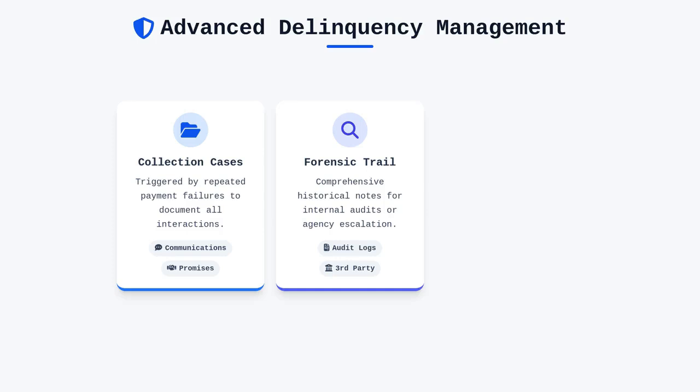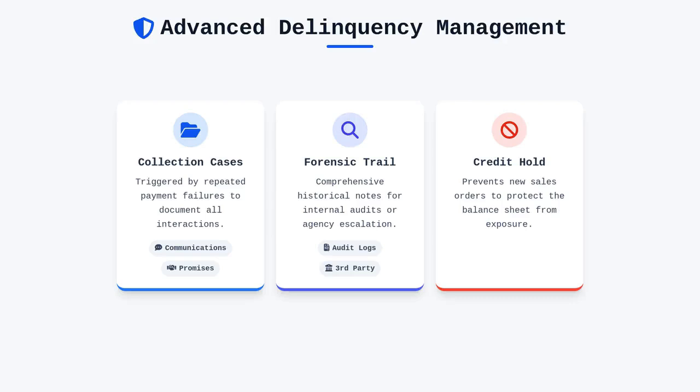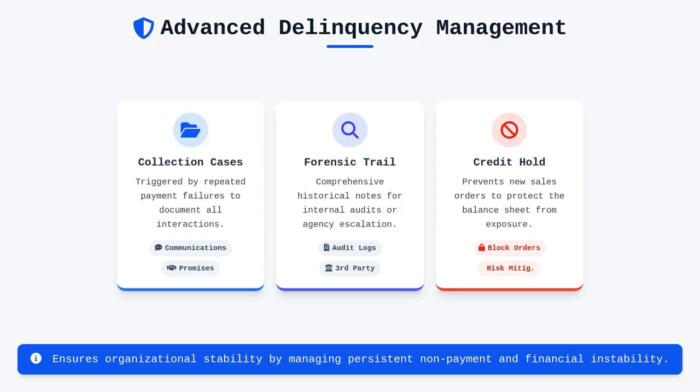a third-party collection agency. You may also update the customer's status, such as putting an account on credit hold, which prevents the entry of new sales orders until the financial issue is resolved. This level of control is essential for protecting the organizational balance sheet from further exposure when dealing with persistent non-payment or financial instability.